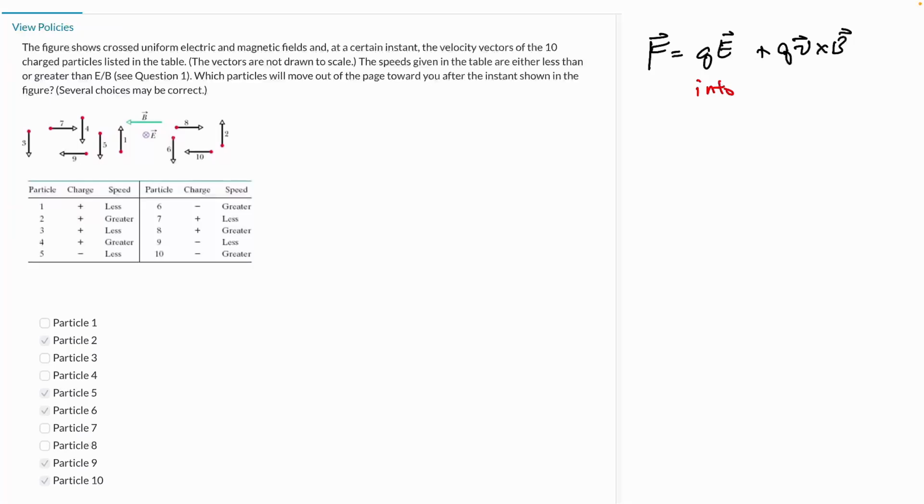What's that? Out. Typically that's the case if X is to the right and Y is up, because then you have a right-handed coordinate system. All right. So this one is now out, right? For charge number 1.